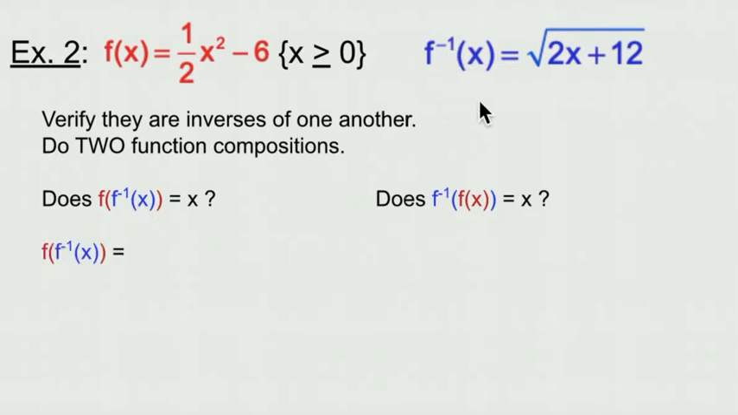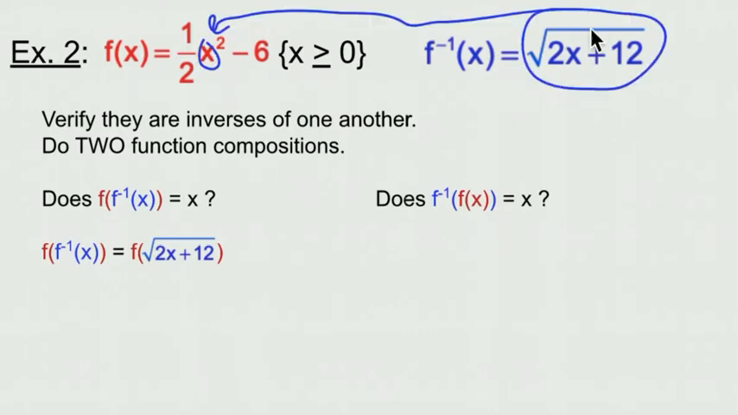That's all. So let's do f of f inverse of x. That is f of the square root of 2x plus 12 because the inside function f inverse of x is the square root of 2x plus 12. That means that I look at the function f, and wherever there's an x, I replace it with this function, the square root of 2x plus 12. And then I get this, 1/2 of the square root of 2x plus 12 in parentheses squared minus 6.